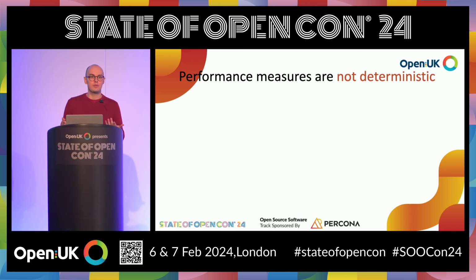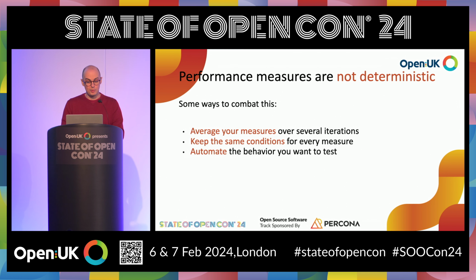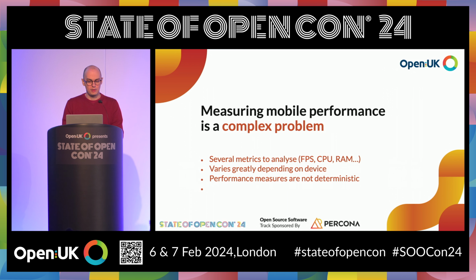So that's kind of annoying, and there's really no magic to this. Basically, the best thing you can do is run several iterations and average your measures or do a better statistical analysis. Ideally, keep the same conditions for every measure, like network, the data you're fetching and that you're loading, and as much as possible, automate the behavior you want to test to make it as easily reproducible as possible. But yeah, this is really time-consuming and annoying. So a third reason why measuring mobile performance can be a complex issue.